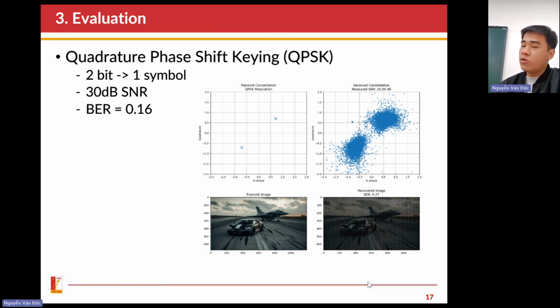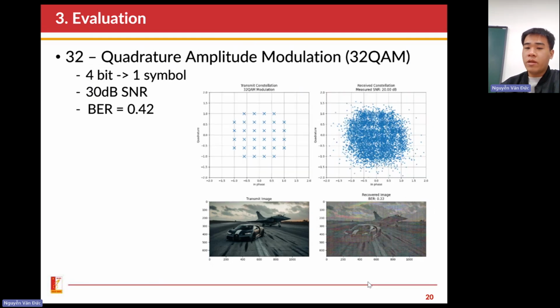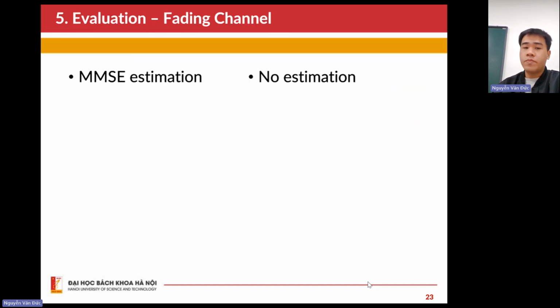And BER is increasing through the modulation QPSK, 16-QAM, 32-QAM, 64-QAM. And we also do MMSE estimation. This theory we can call the Wiener filter, known as minimum mean square error. This filter is widely used in wireless communication to estimate the channel and filter the noise.